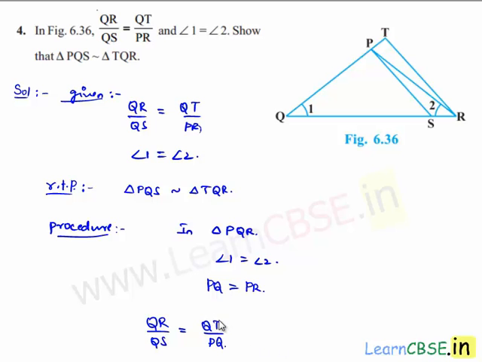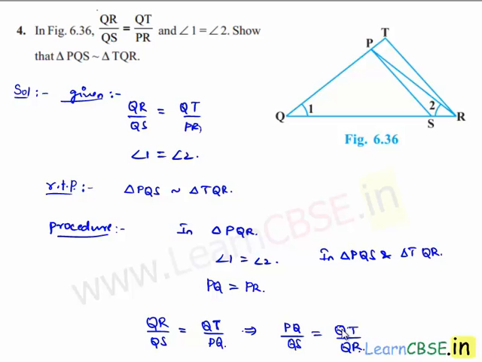Now if we consider this proportionality and compare it in triangle PQS and triangle TQR, now this can be written as, by cross multiplication, PQ by QS is equal to QT by QR. Now if we consider in triangle PQS and triangle QTR, PQ by QS is equal to QT by QR.